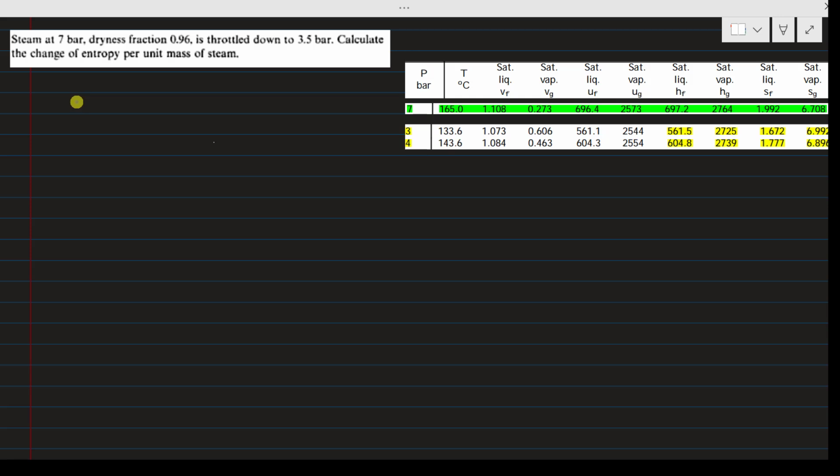We will solve example 4.10 from the book Applied Thermodynamics. Steam at 7 bar, dryness fraction 0.96, is throttled down to 3.5 bar. Calculate the change of entropy per unit mass of steam.